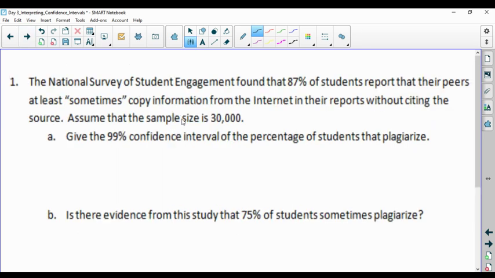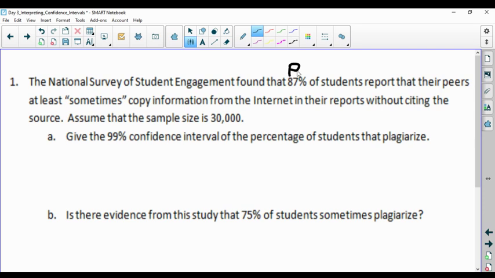The National Survey of Student Engagement found that 87% of students report that their peers at least sometimes copy information from the internet in their report without citing the source. The sample is 30,000. So if you can read the problem one more time and figure out what your sample proportion and n are, and then how to find the x, you could pause here and try to do that and see if you understand what you need to do.